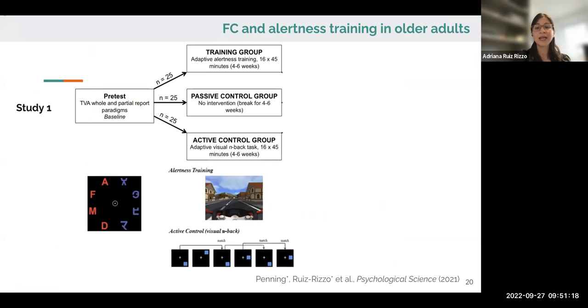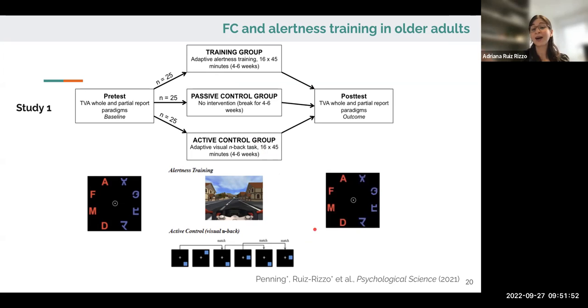Then we randomly allocated older adults to different groups. They could be either part of the training group, which did the task that I just showed you with the motorcycle, or they could be part of the passive control group. This was just the group that didn't have any intervention, just did the pre-test and post-test. And the active control group, which was a group that had a different type of training. This was working memory training.